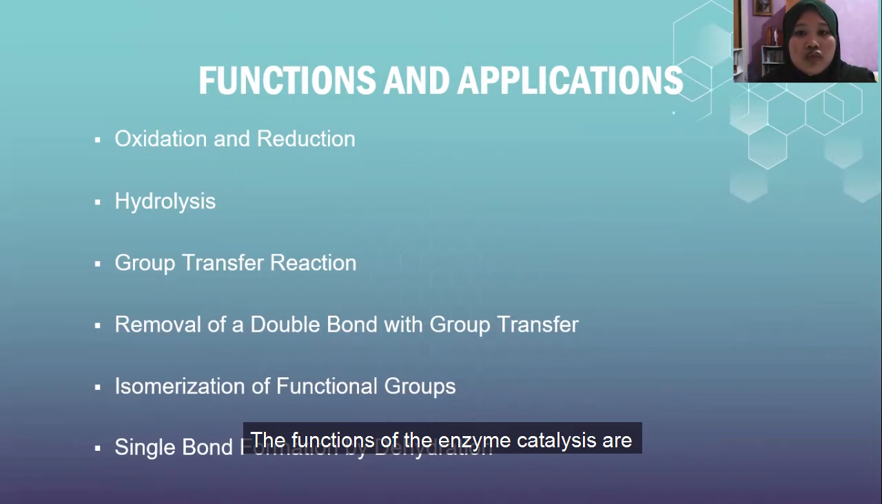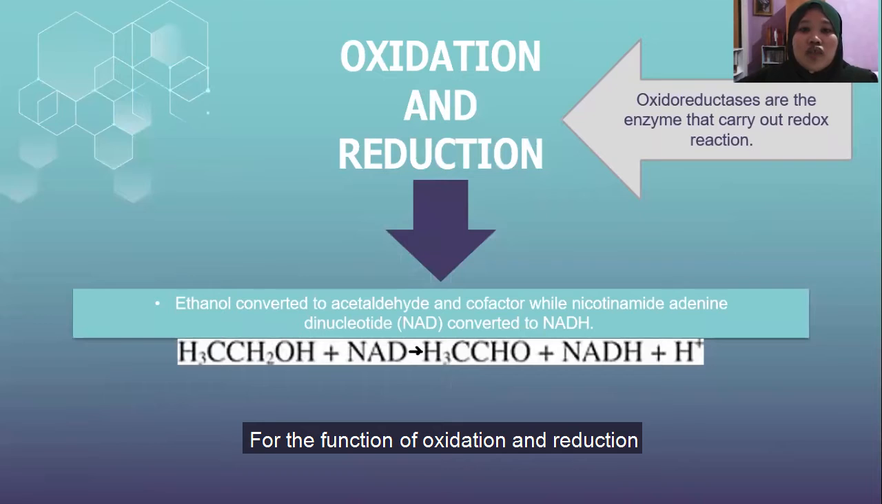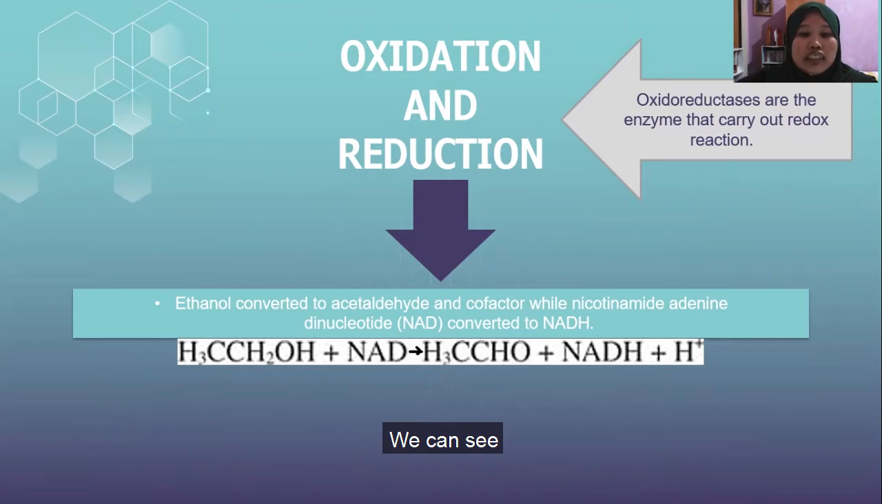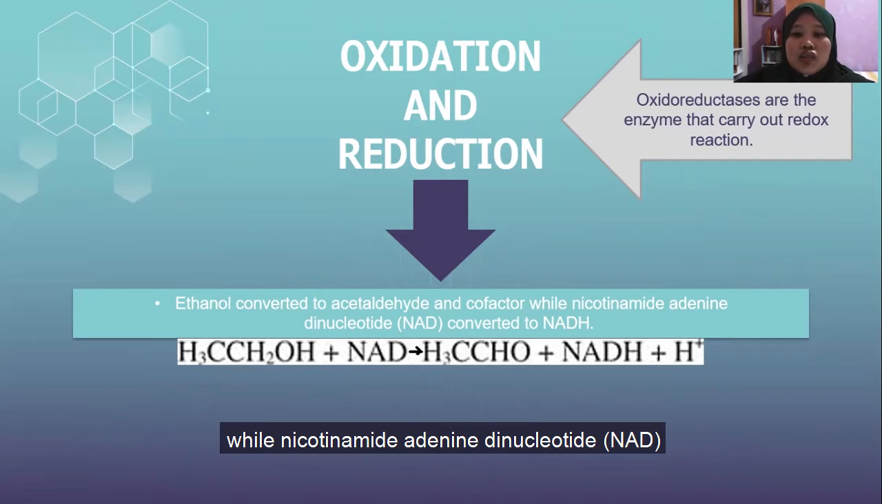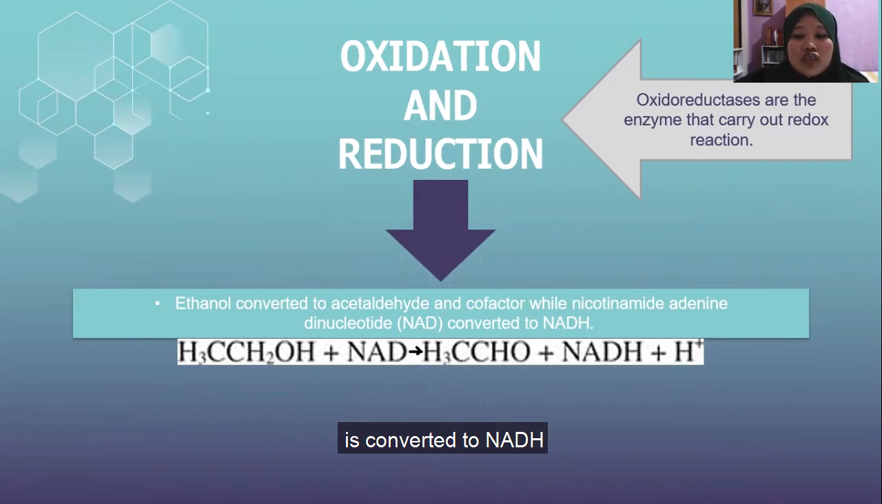The functions of the enzyme catalysis are oxidation and reduction, hydrolysis, group transfer reaction, removal of a double bond with a group transfer, isomerization of functional groups, and single bond formation by dehydration. For the function of oxidation and reduction, the oxidoreductases are the enzymes that carry out redox reactions. You can see the ethanol converted to acetaldehyde and cofactor nicotinamide adenine dinucleotide NAD is converted to NADH.